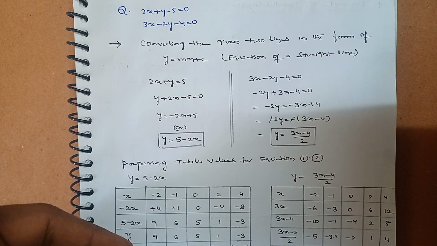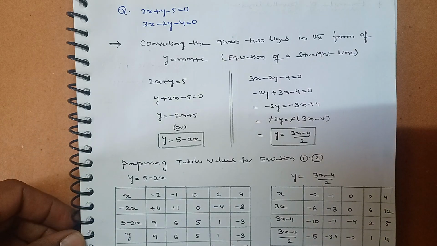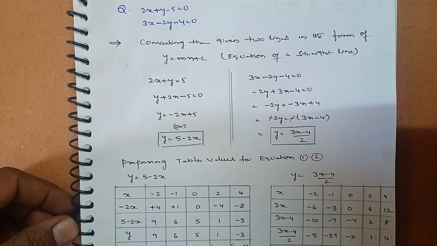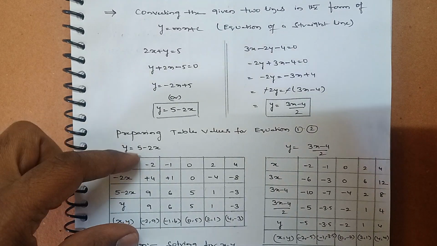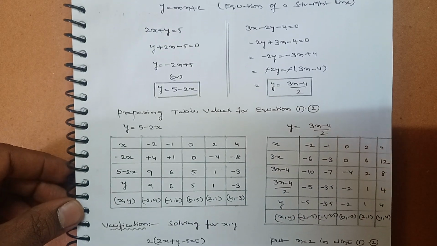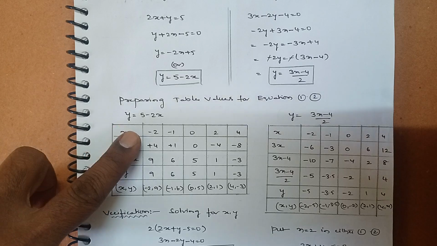Why do we need to prepare a table for these two lines? Because we need to plot points on the graph paper, right? For that reason we need to prepare two tables individually, for line 1 one table, for line 2 another table. Let's start. So we got an equation y equal to 5 minus 2x.